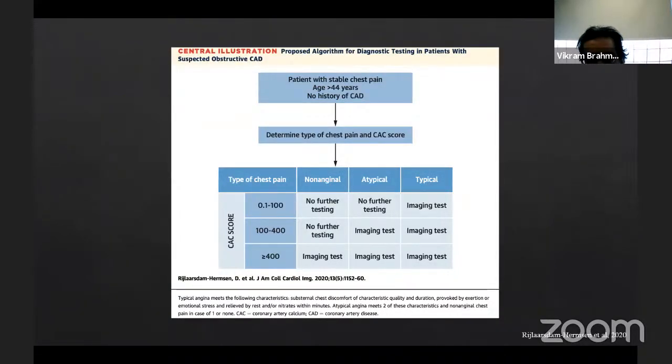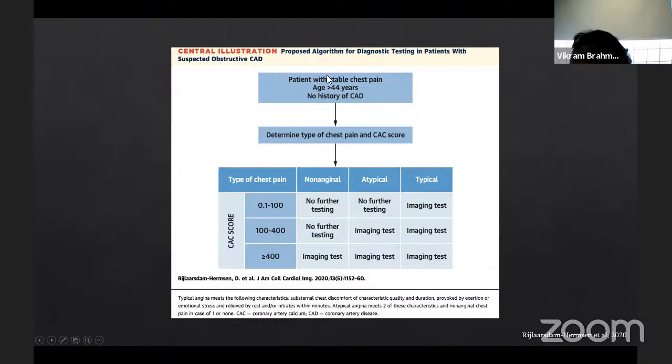So it's an interesting study because stress MRI is an efficient gatekeeper to the cath lab. And then in patients who have a positive calcium score, we can probably do a little bit better. So those with scores under 100 essentially could be deferred from further testing.